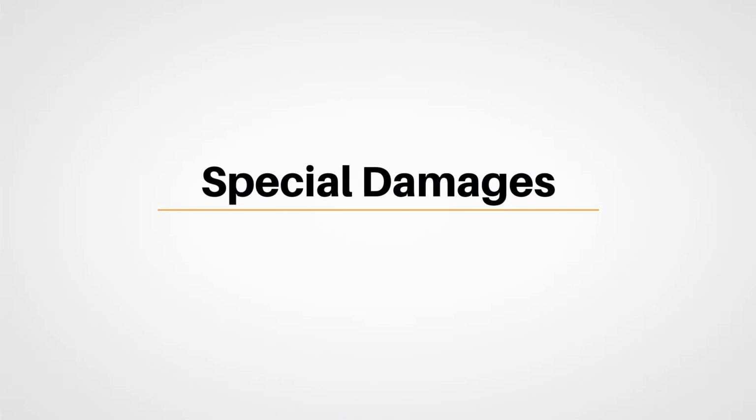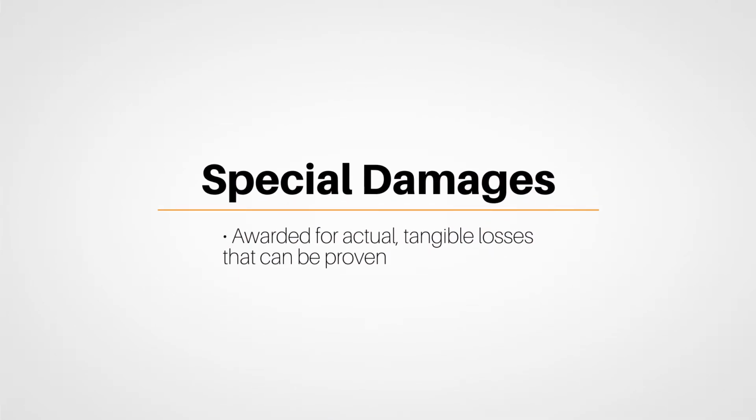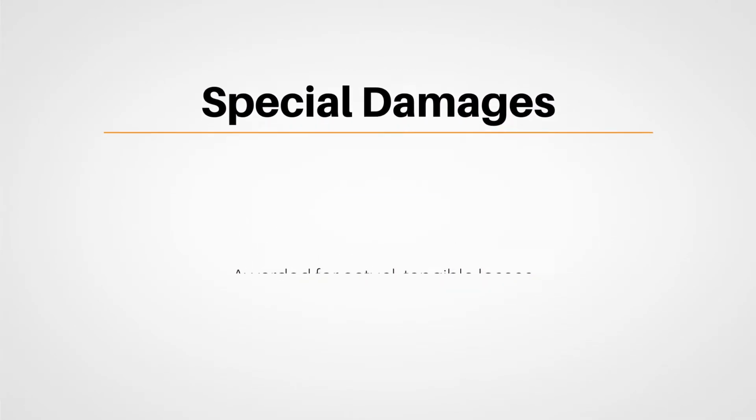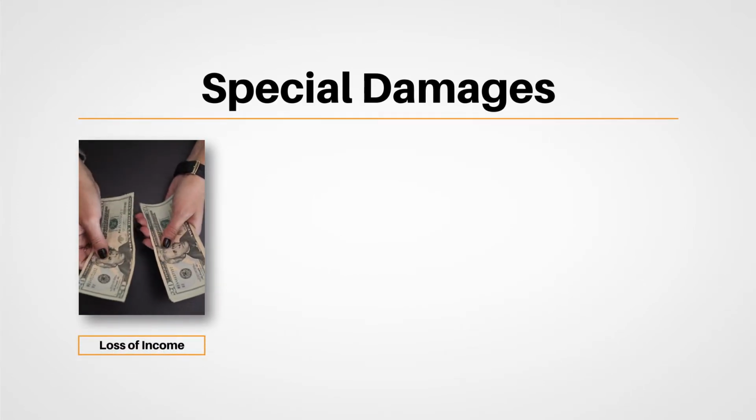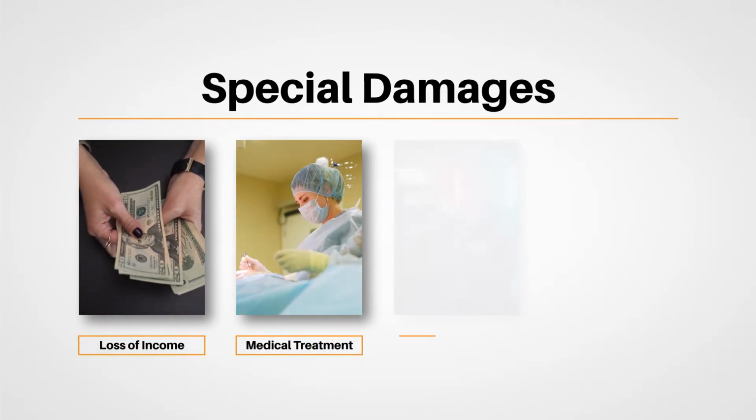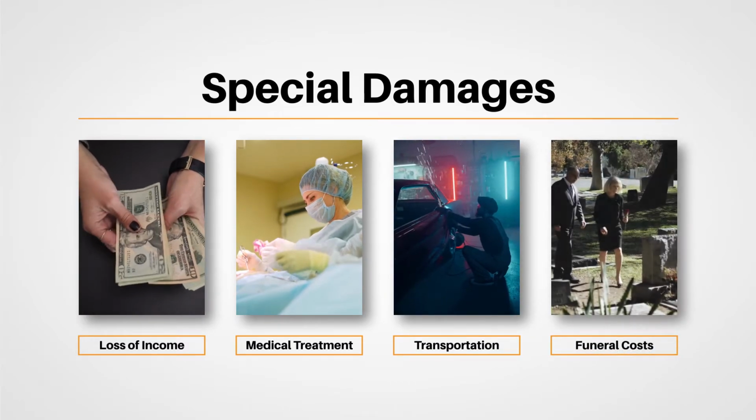In the event of a successful negligence claim, damages will be awarded to the plaintiff in the form of monetary compensation. The type of monetary award is based on the loss itself and can consist of special damages or general damages. Special damages are those awarded for actual tangible losses that can be proven. This might be for things like loss of income, medical treatment costs, transportation, or funerals in the event of death.